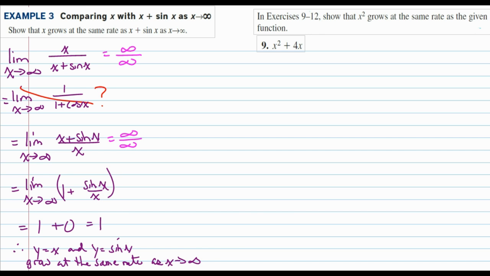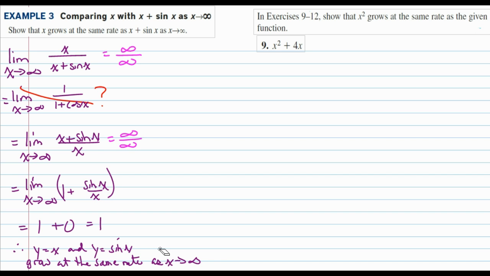So since the limit as x approaches infinity of one of the functions over the other one did equal 1, that means y equals x and y equals x plus sine of x grow at the same rate as x approaches infinity. Now try problem number 9.